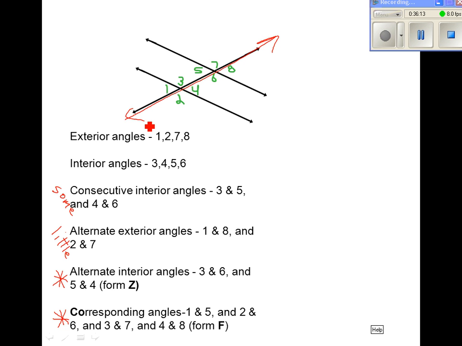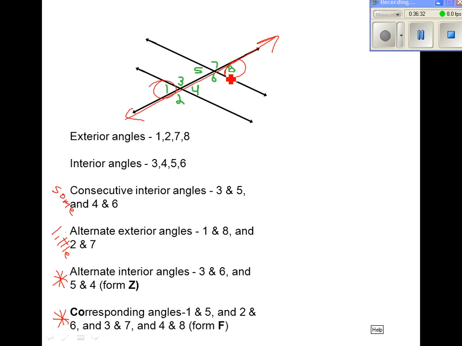Alternate exterior angles. These are exterior angles. These are exterior angles. Which ones do you think are on alternate sides? Those two. 1 and what? 8. See how they're on opposite corners from each other? That's alternate exterior.